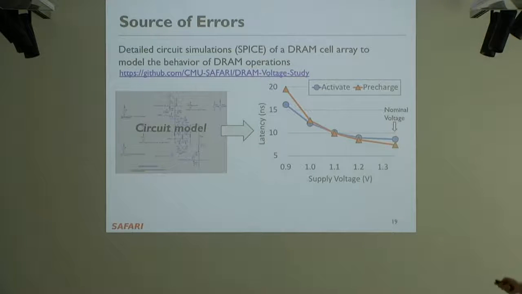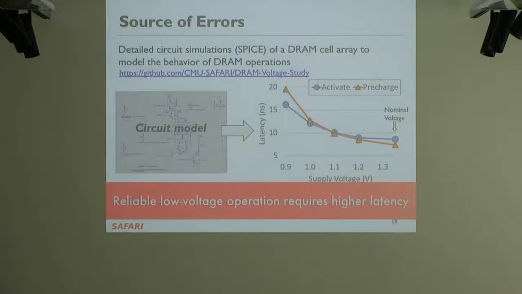But this curve is purely based on the circuit model that we built. Okay, basically the takeaway is reliable low voltage operation actually requires higher latency. That's one way of correcting the errors. Of course, you can say I correct the errors with ECC also. That's another possibility, but I think that's an expensive mechanism. This may be a cheaper mechanism. And I think maybe there are multiple different combinations of mechanisms that could be useful going forward. Latency is one way of correcting the errors, increasing the latencies.